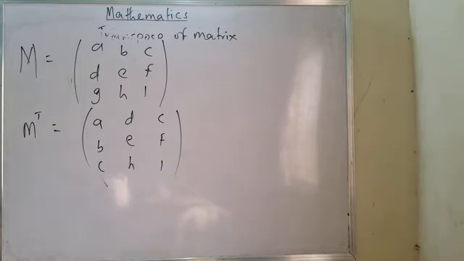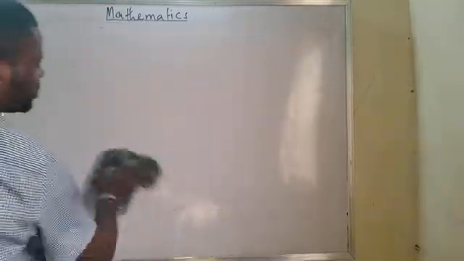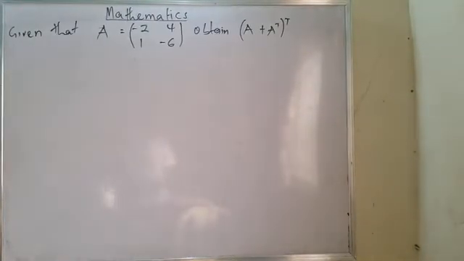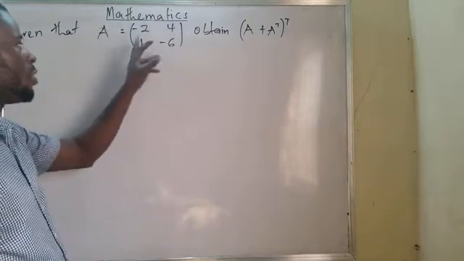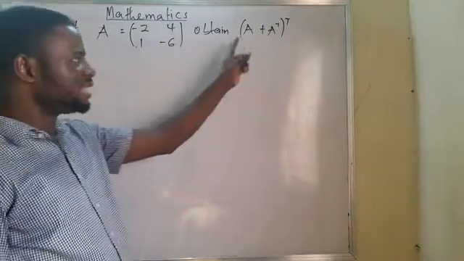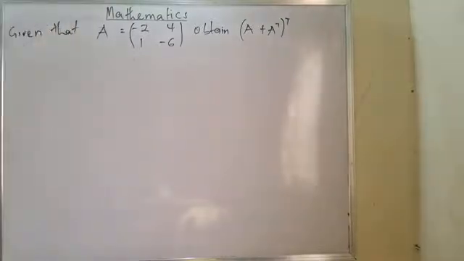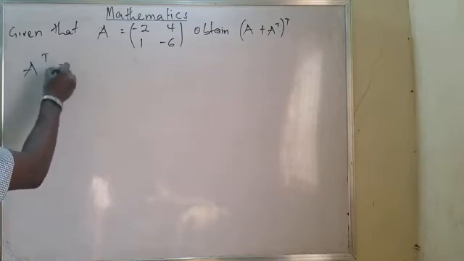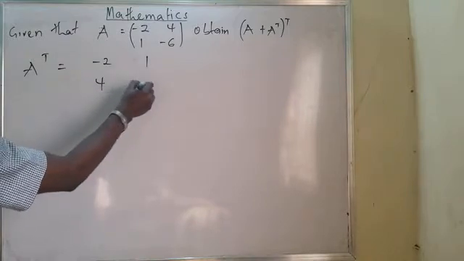Now, for instance, if somebody gives me a question to attempt, look at this question. I am given that A equals [-2, 4; 1, -6]. Obtain (A plus A transpose) transpose. What we need to do is that we all know that A transpose will be equal to [-2, 1; 4, -6].